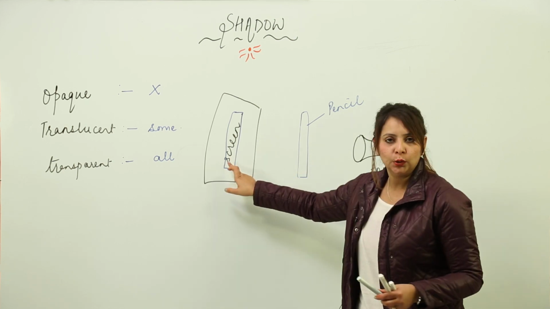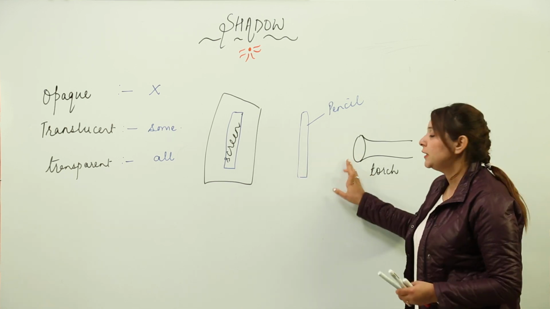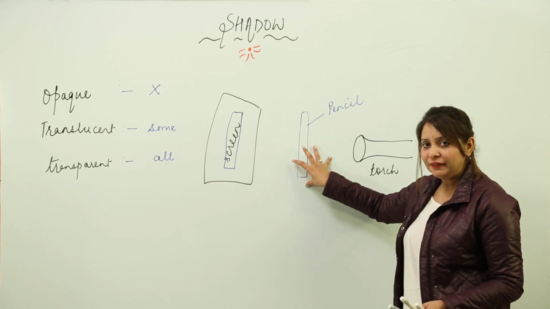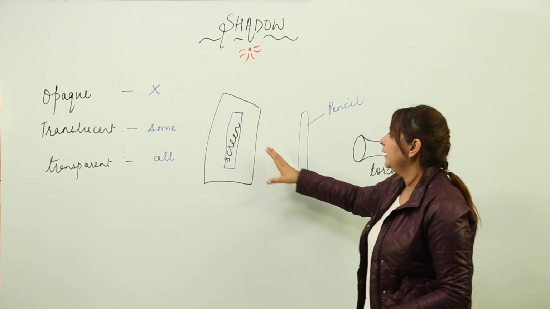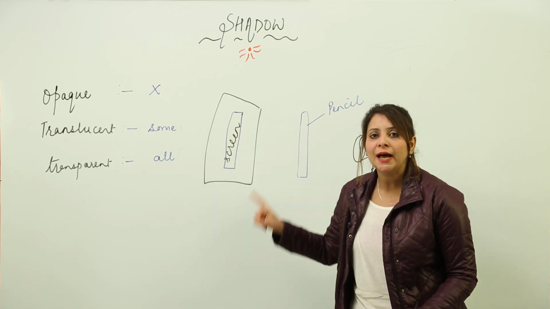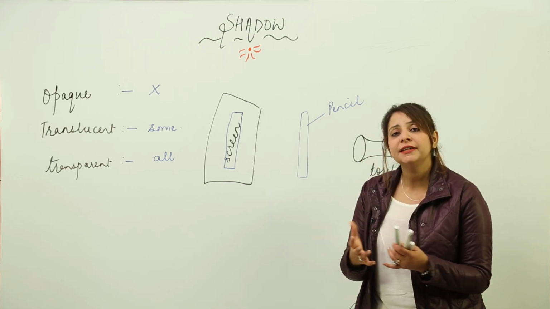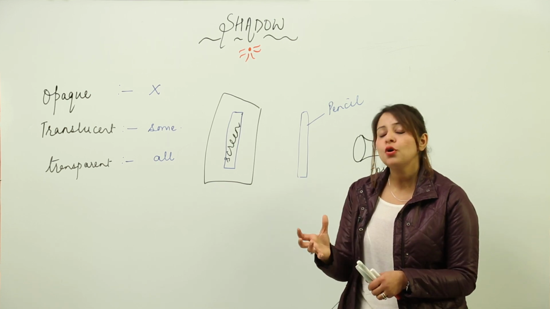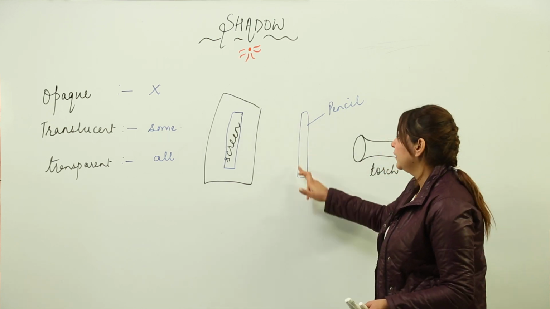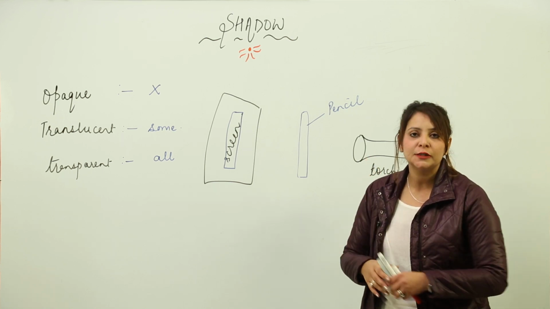So this is a shadow. How is the shadow cast? When an opaque object is placed in the path of light, it blocks the passage of light and casts the outline of that opaque object on the screen. So this is what a shadow is. What is actually happening here? The opaque object is not allowing the light to pass through. So light is passing through all around, except the place where the opaque object is placed.